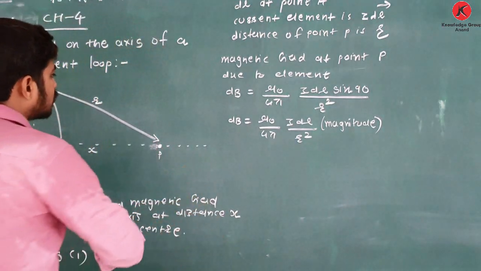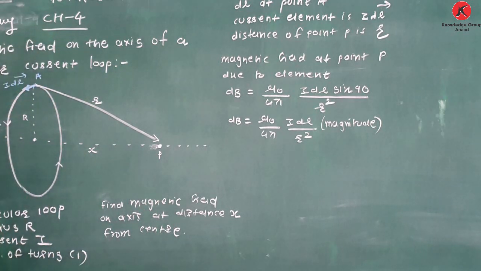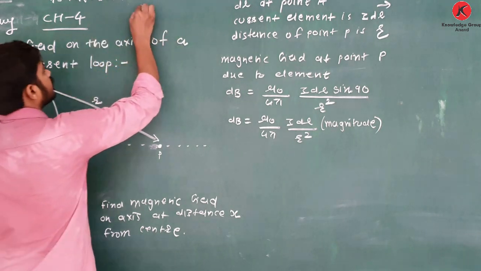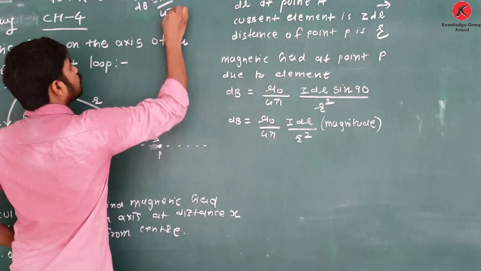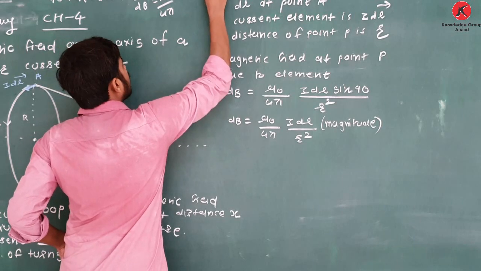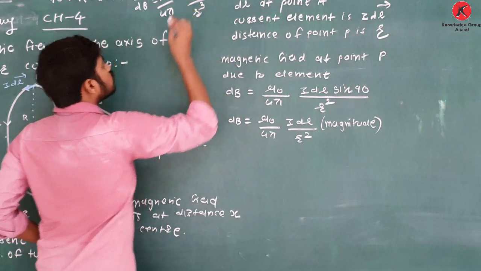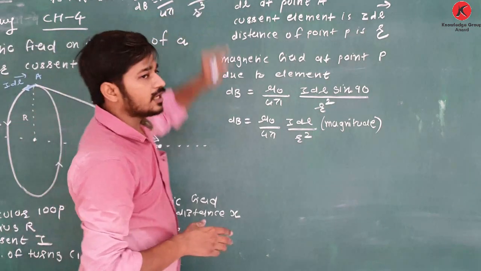Because it is a vector quantity. Yes, it is a vector quantity. So now you have to find the direction of the magnetic field. Remember the equation: dB is equal to mu 0 upon 4 pi, I dl cross r upon r cube. Yes, you know this equation. How to find the direction? dB is in the direction of I dl cross r.